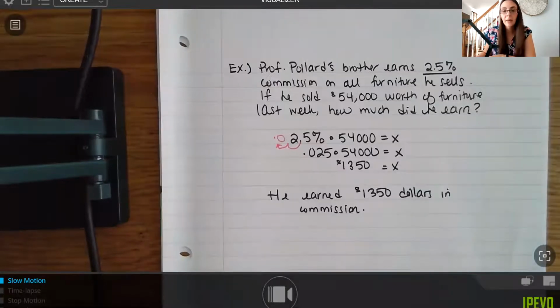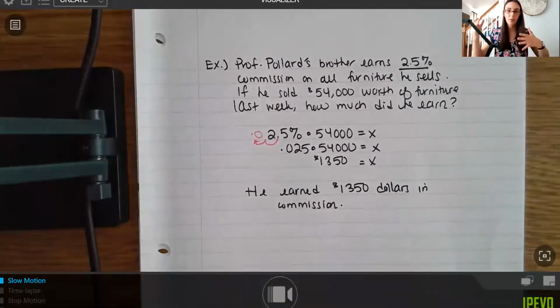Okay. Now, again, like I said, commission can really vary from company to company. Sometimes it's a small percent, sometimes it's a larger percent. Sometimes you may actually have to have a minimum sales before you start making commission. Other companies will say, yes, we do commission, but you have to sell $50,000 first. And then anything after that, you'll get commission on, right? So it can get quite complicated.